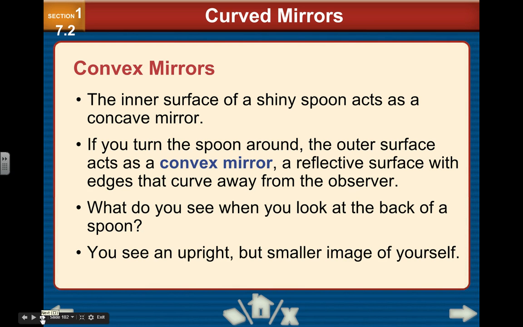But anyways, let's go back and talk about mirrors. Again, if it's caved in, it's concave. So if you look at the inside of a shiny spoon, you're looking at a concave mirror. If you turn it over, you have that pooched out part, and so that's convex, the opposite of concave. And when you look at it, everything seems upright, but the image seems smaller. And that's what we're going to find when we look at a convex mirror.